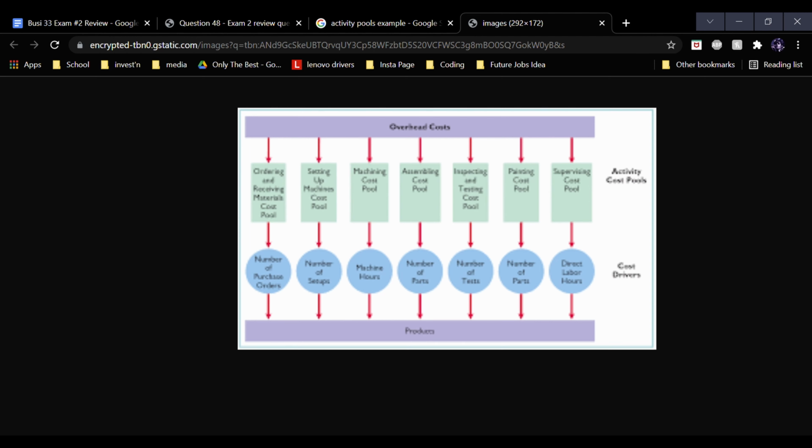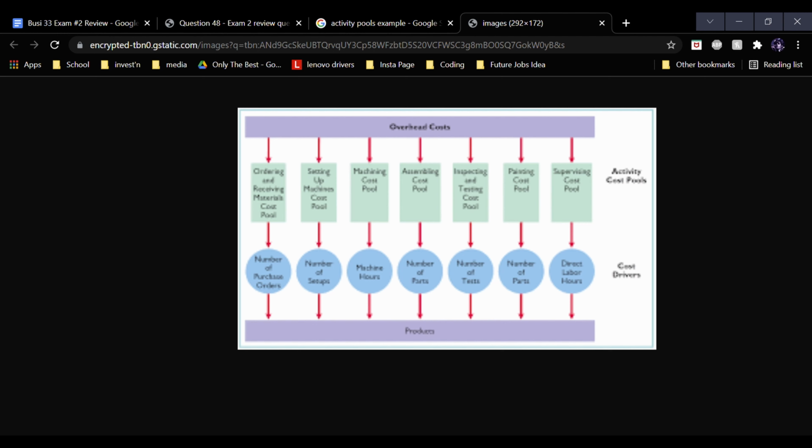And then below that, you have setting up machine cost pool, the second one. And then below that, you have number of setups. So of course, that'd be calculated by the amount of time that it would take, and then you would times that by like the wages that the workers would get paid, and then below that would go to the product itself. So the activity pool is setting up machine costs, or another example would be supervising cost pool.